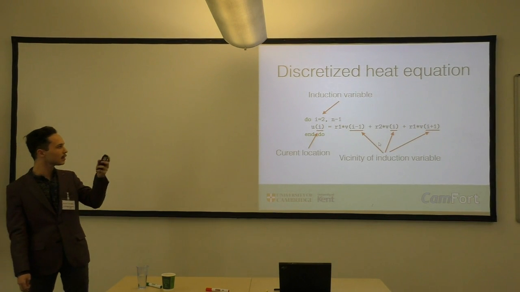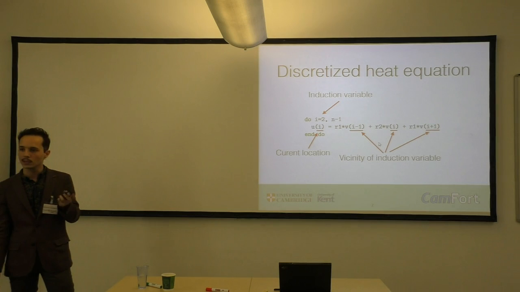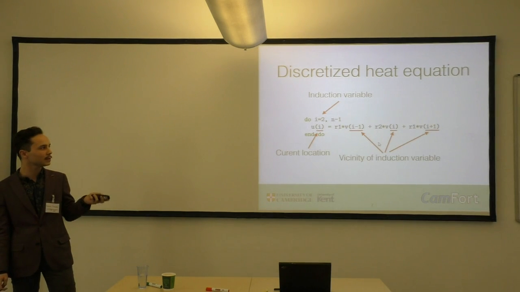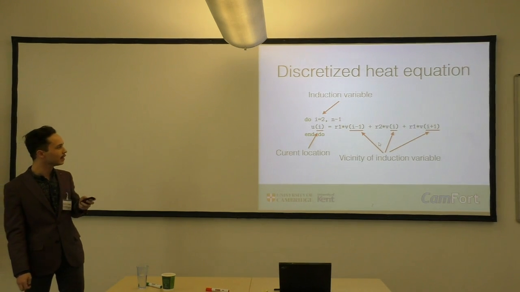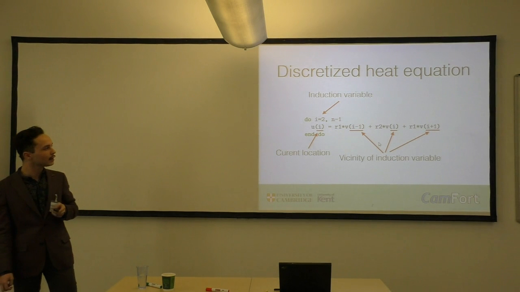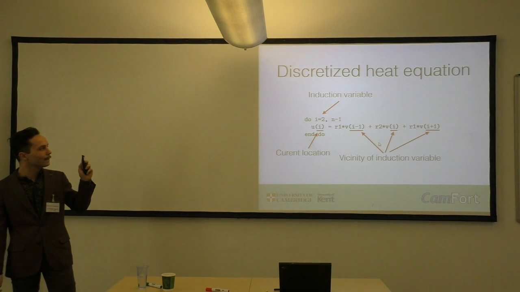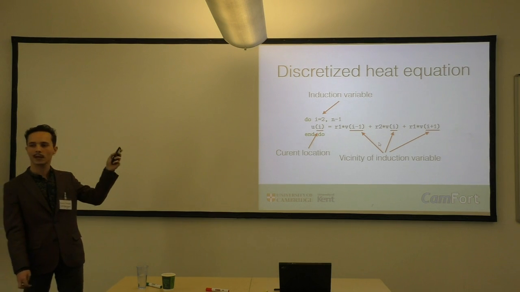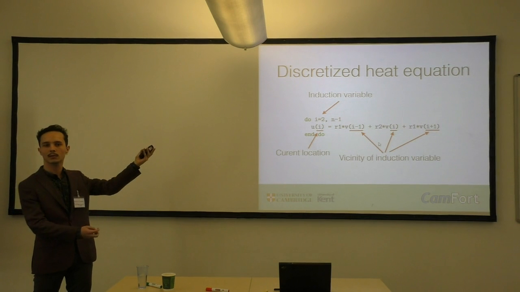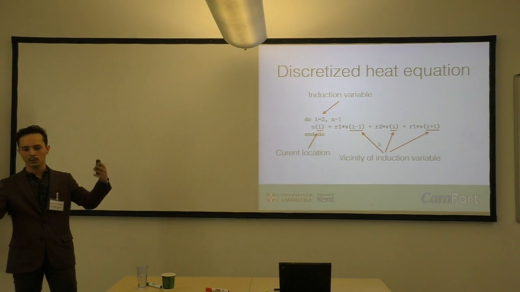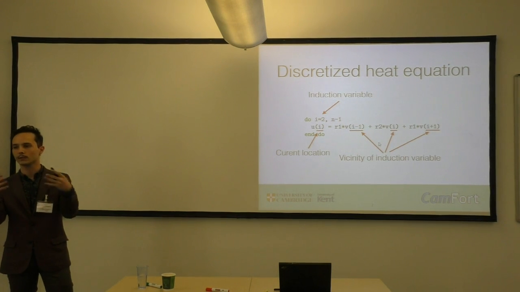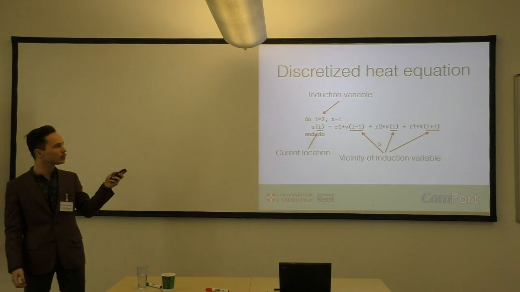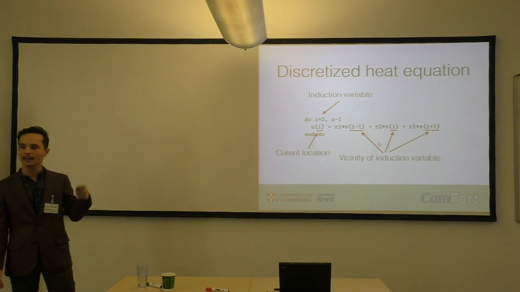So this is a discretization of the heat equation. You might be familiar with it. Variables are very descriptively named, as you often find in scientific code. So the loop variable, we call it the induction variable, and on the left-hand side you are indexing based on that, and on the right-hand side you are accessing the vicinity of the operation. So we don't bother with any constants.